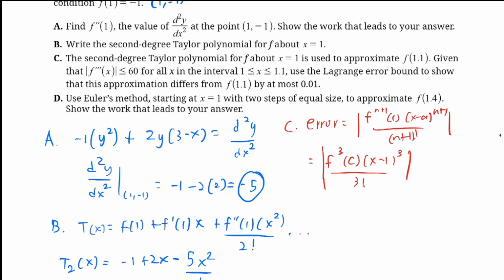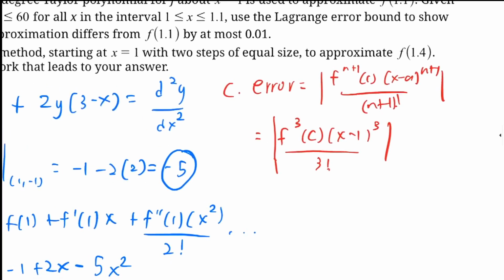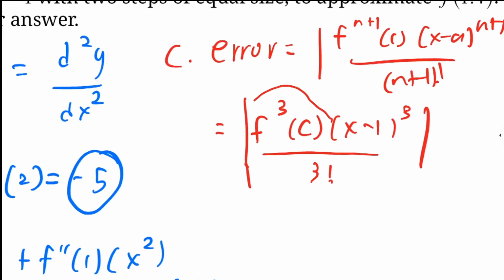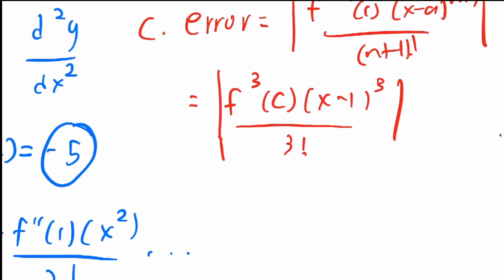Now, here's the thing. We don't know what f triple prime at some constant is. So this is the first thing you have to figure out, basically what these numbers are. We'll never know what that c is, right? If we knew what the c is, we would know the error and we would know the exact approximation, which makes no sense.